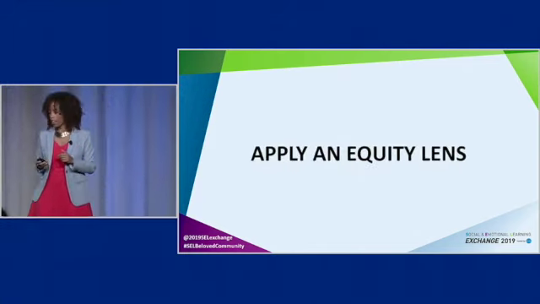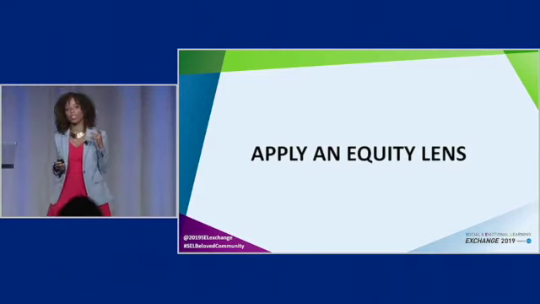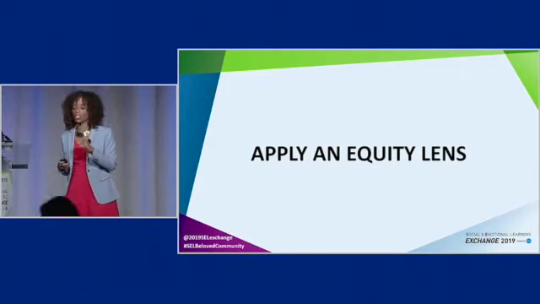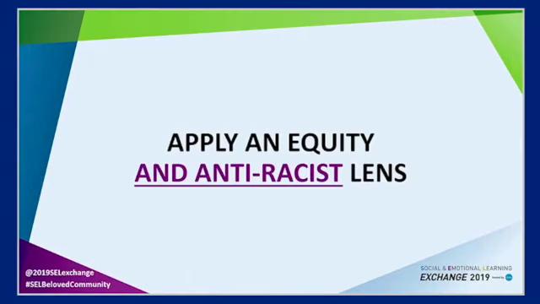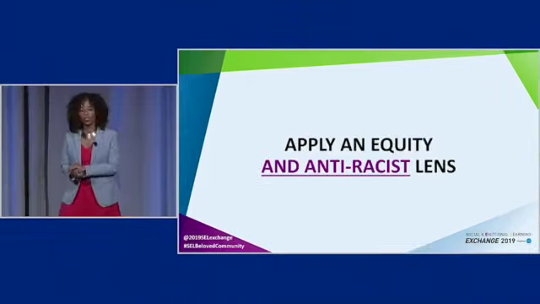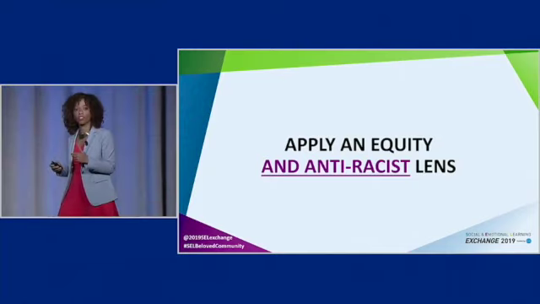So in closing, I would say for this work to happen, we have to apply an equity lens. Actually, you know what? We just have to start seeing what it is. We don't like to say what it is because we don't like to talk about race in this country. We cannot heal our wounds if we don't tend to them. So we need to apply an equity and an anti-racist lens.